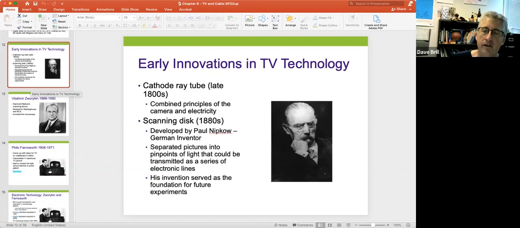The first one is a German inventor by the name of Paul Nipkow. Basically, he developed the scanning disc, which separated pictures into pinpoints of light that could be transmitted as a series of electronic lines. And as the disc spun, each small hole scanned one line of a scene to be televised. His invention served as the foundation for future experiments. So really, Paul Nipkow was one of the first, and certainly one of the most important engineers and inventors to really have a hand in developing television.